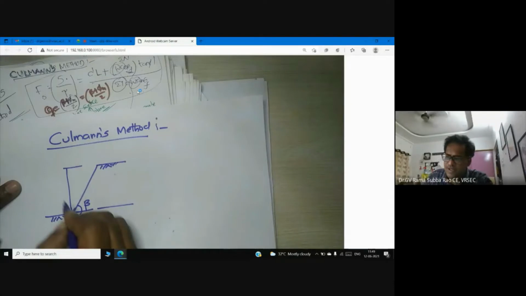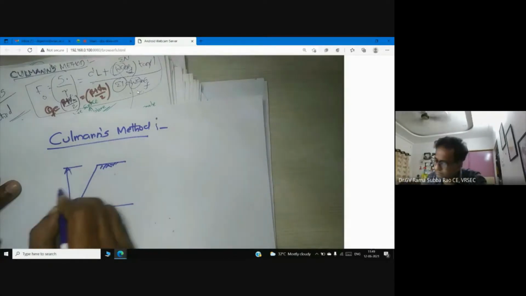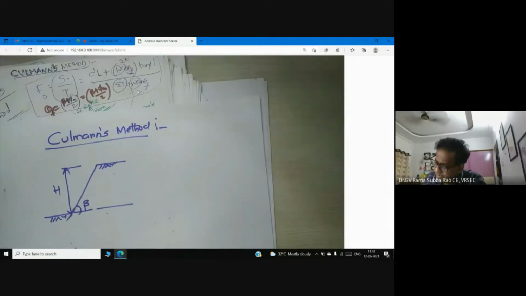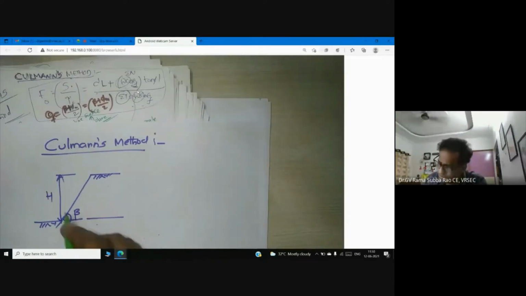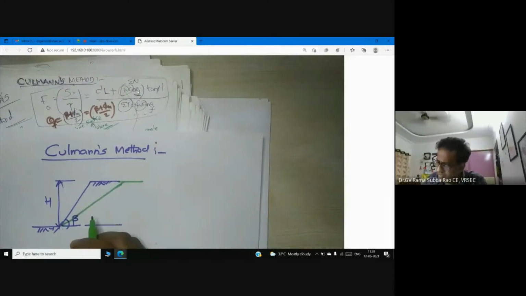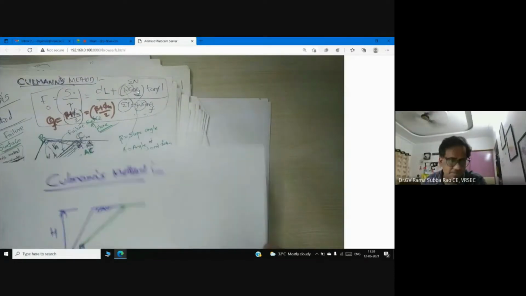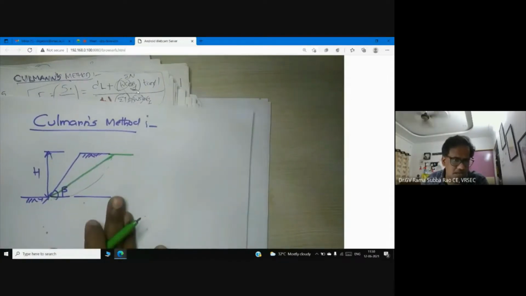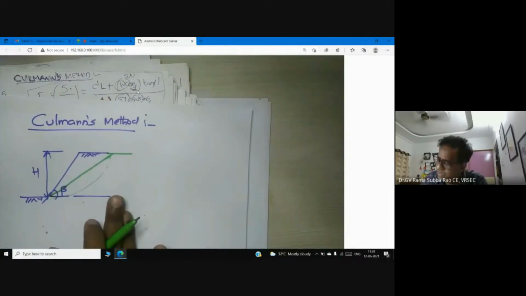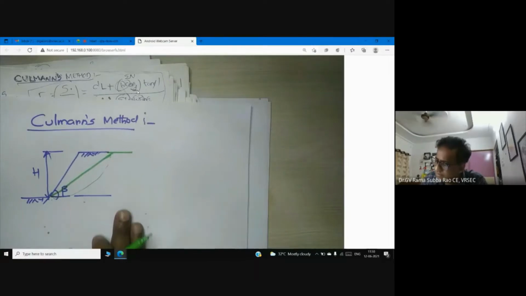So now you select one failure surface. Let me select one failure surface. But my interest is to tell you that don't draw here a circular failure surface, because you know Culmann's method assumes the failure surface is planar.